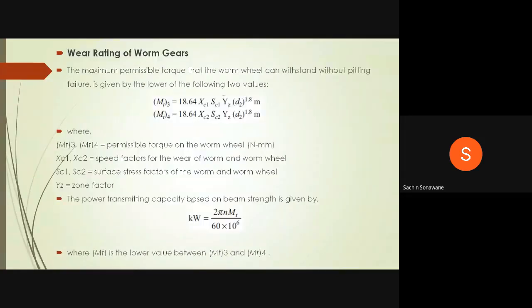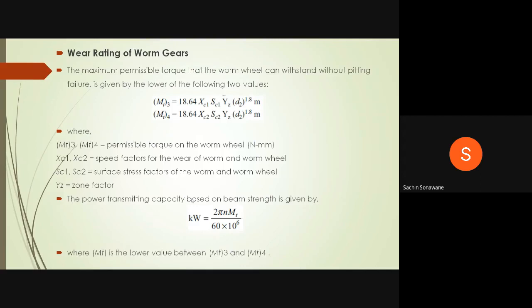Now next, wear rating of worm gears. The maximum permissible torque that the worm wheel can withstand without pitting failure is given by the lower of the following two values. Mt3 is equal to 18.64 Xc1 into Sc1 into Yz into d2 raised to 1.8 into m. Mt4 is equal to 18.64 into Xc2 into Sc2 into Yz into d2 raised to 1.8 into m, where Mt3 and Mt4 are the permissible torques on the worm wheel in Newton mm.